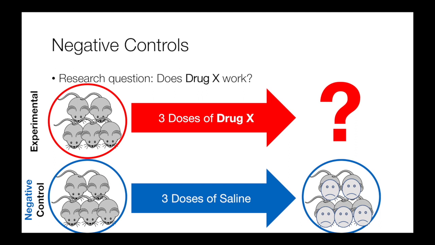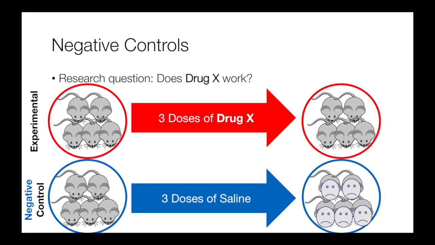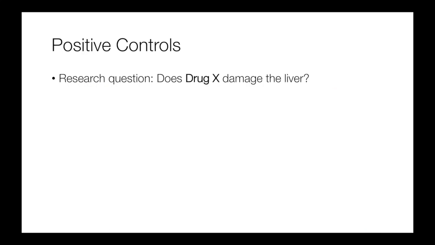So if that's a negative control, what does it mean to be a positive control then? Well, let's say I found out from the experiment that drug X did successfully fight cancer. Great! I've learned this because I compared it to the negative control. But I'm worried that drug X could have damaged the liver. I need some way to make sure.